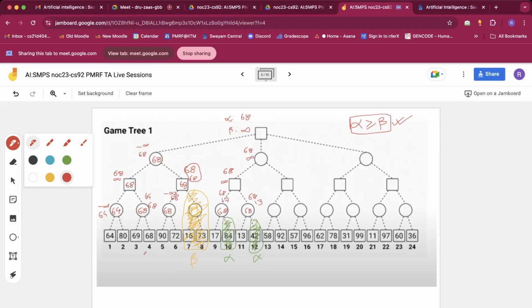And then this 68 will also be offered to its max parent, which already has an alpha value of 68. So alpha value will remain the same. This will be 68 again. Okay, now this 68 will be offered to its min parent. Okay, this min parent has a beta value of infinity, which is lesser than 68, which is what is being offered by this max child, right? So this beta value will get updated to 68.